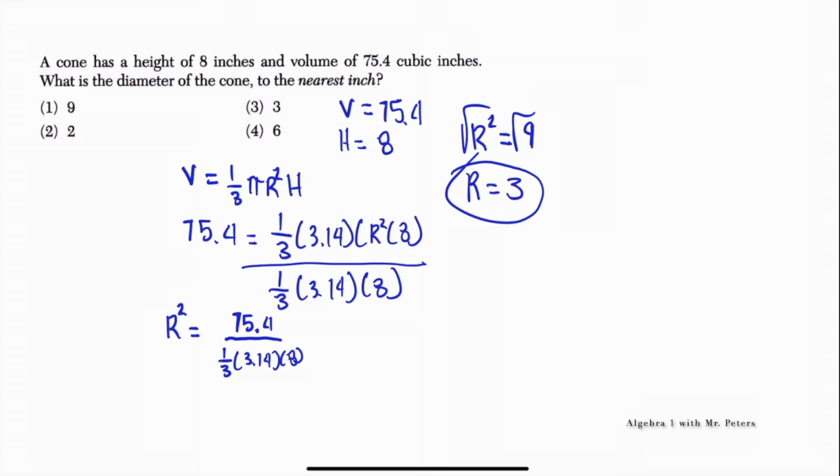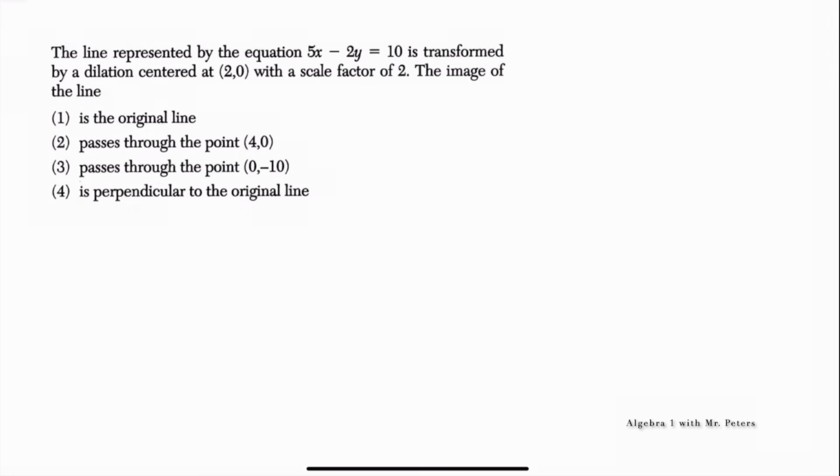Now, please don't circle answer choice number 3 because they didn't ask us for the radius, they asked us for the diameter. So when we multiply by 2, we know that the diameter for this cone is going to be 6 inches.